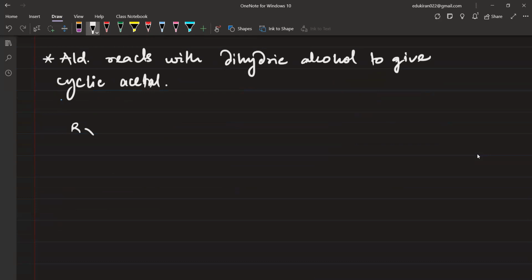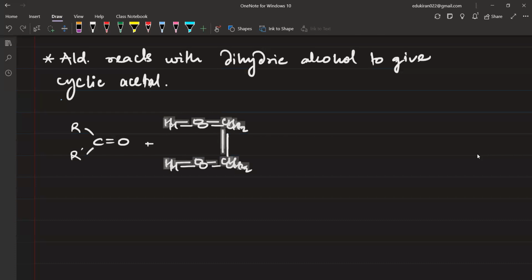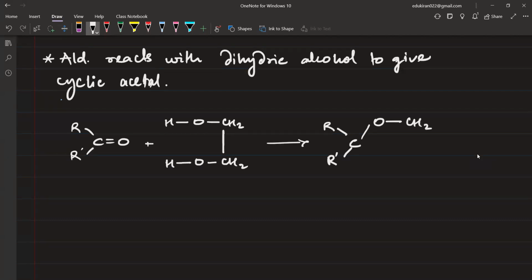We have R, C double bond O, R dash, plus I will have HO, OH, both of these oxygen bonded to CH2, CH2, and then one bond between both of these CH2. This is ethylene glycol, or glycol just is enough. Same things happen here. The hydrogen and H2 will be removed, and you will get the R as it is, the carbon as it is, the R dash as it is, the oxygen as it is, and the CH2 and OCH2. This is known as ketal.